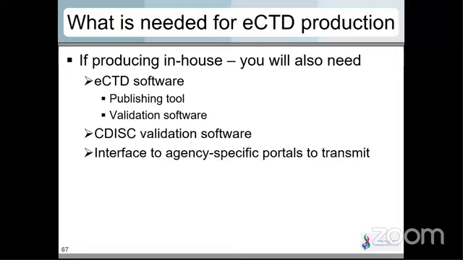If you are going to produce it in-house yourself, you'll also need the actual eCTD software, which is a publishing tool, and the validation software. If you're doing your CDISC files, which are data for non-clinical and clinical studies, the raw data, you'll need validation software to apply to that. And then also the interface to the agency specific portals. In the US, it's called the Gateway. Canada also uses the same gateway. And then Europe and other regions have their own portal that you need to transmit the information through.